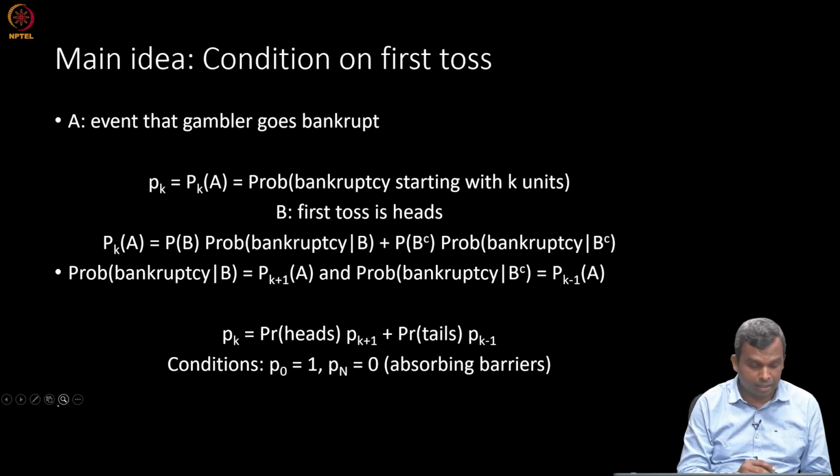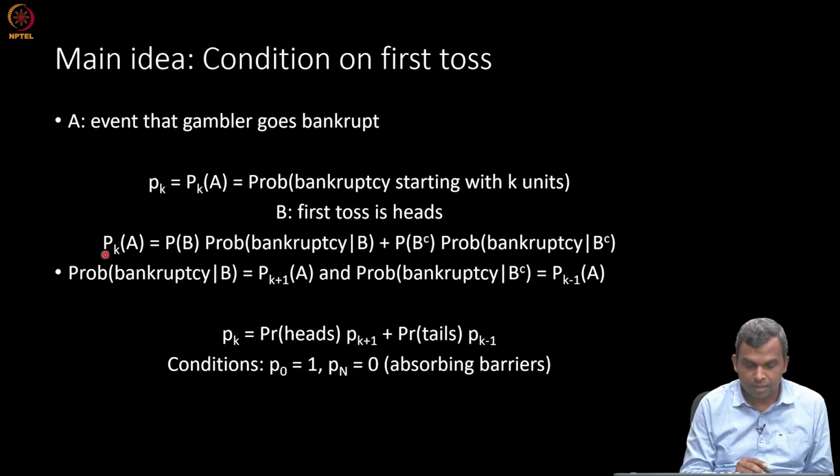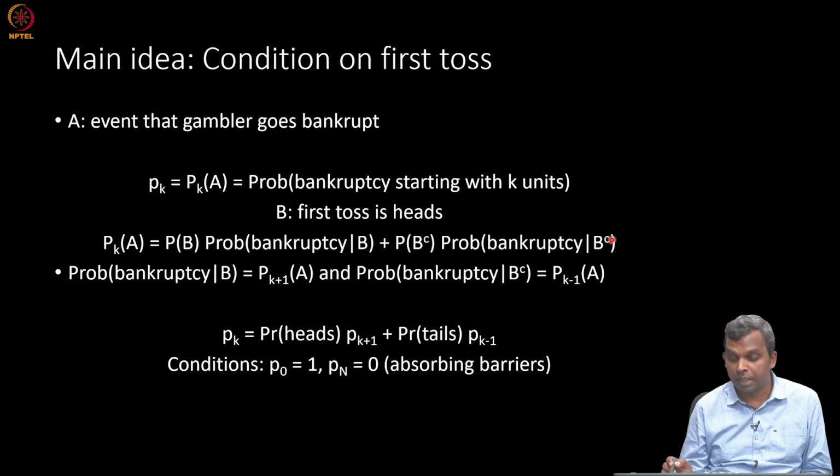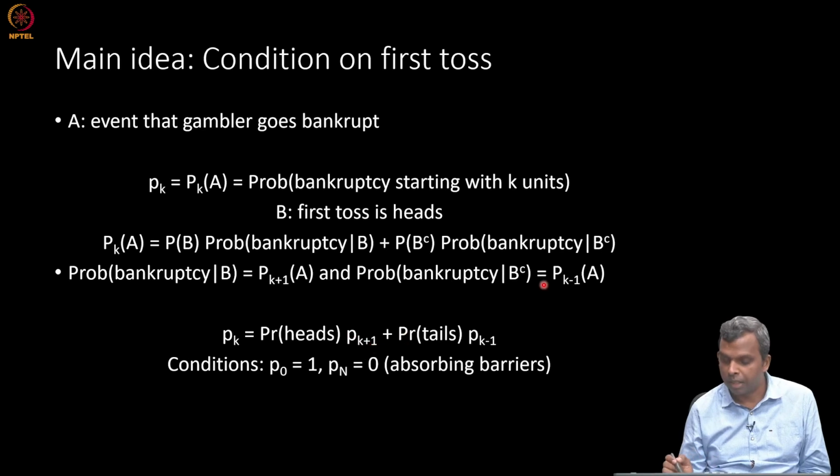So hopefully you can see that here. You can see that this equation, pk of A being equal to p of B, probability of bankruptcy given B, plus p of B complement, probability of bankruptcy given B complement, is the same thing I have written again here, except that pk of A I have written as small pk, probability of bankruptcy given B, which I know is pk plus 1 of A, I have written as pk plus 1, and probability of bankruptcy given B complement, which is pk minus 1 of A, I have written as small pk minus 1. So probability of heads times pk plus 1 plus probability of tails times pk minus 1.